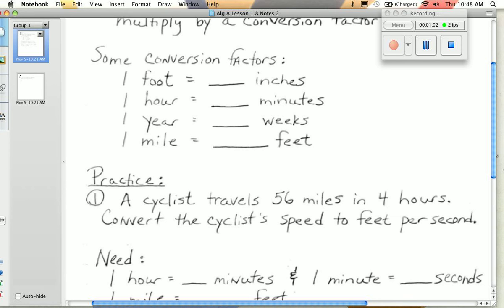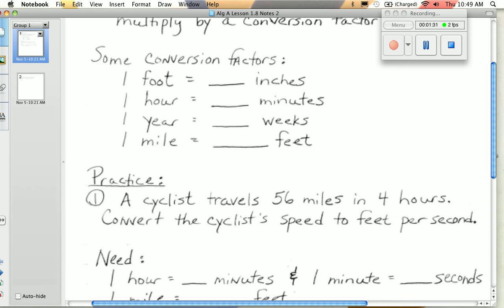Conversion factor is this. When you say that you have some unit of measure, it also has another name in another type of measurement. So we know that there are so many hours in a day, so many days in a week, so many weeks in a year. There's all kinds of conversion. There are all kinds of units of measure that we can compare to something else.